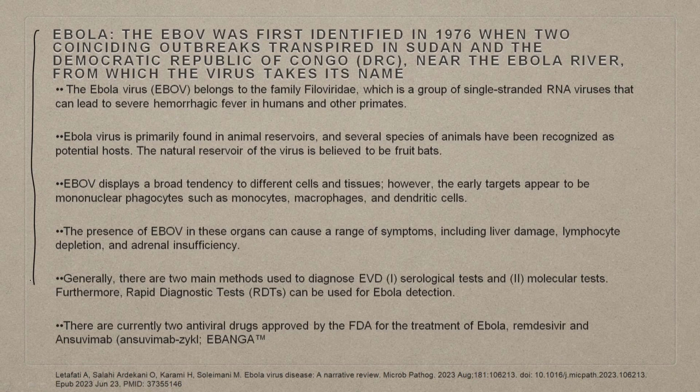If we look at the slide, Ebola, or EBOV as they pronounce it, was first identified in 1976. Think of it, it is almost 50 years now, when two coinciding outbreaks transpired in Sudan and in the Democratic Republic of Congo, DRC, near the Ebola river, from which the virus takes its name. Ebola belongs to the family Filoviridae, and I have told you the changes which have happened, and is a group of single stranded RNA viruses.